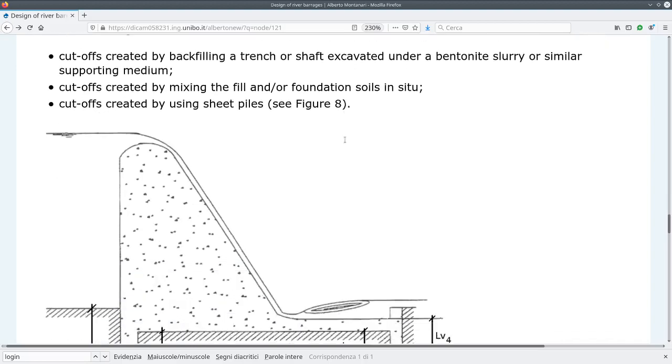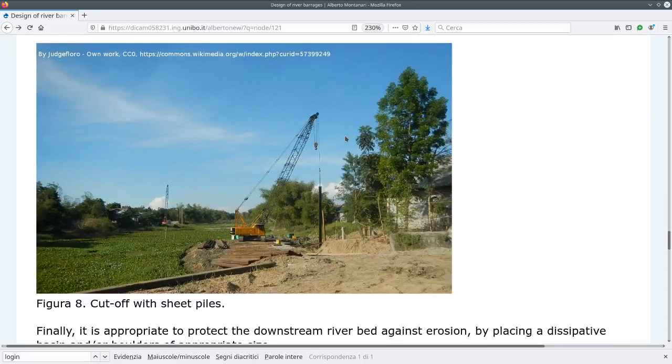And there are several ways. Here you see a figure where sheet piles are shown, and they can be made of concrete or of iron. And here they are placed not for protecting the barrage, but still they are usually placed to avoid underground flow and to retain soil, which usually is wet soil.